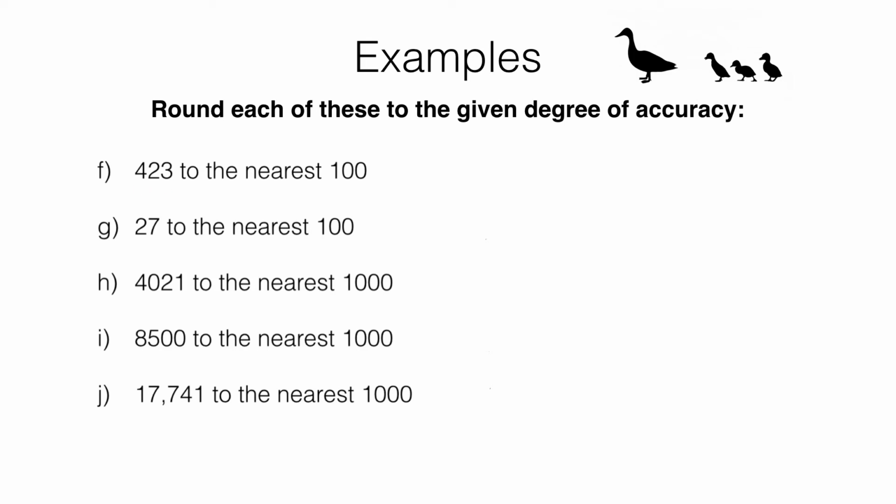423 rounds to 400 to the nearest 100. It's in between 400 and 500, and you can see that it's closer to 400 because it's less than 450, which is halfway between them.